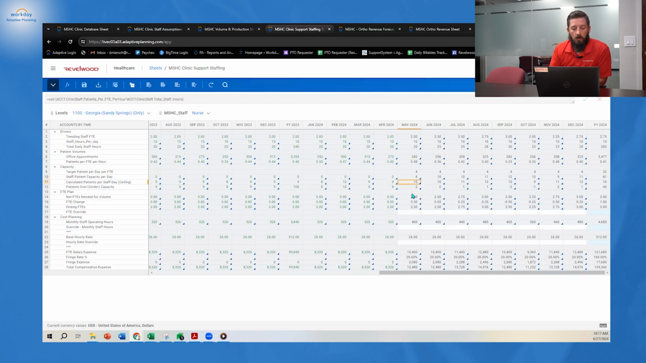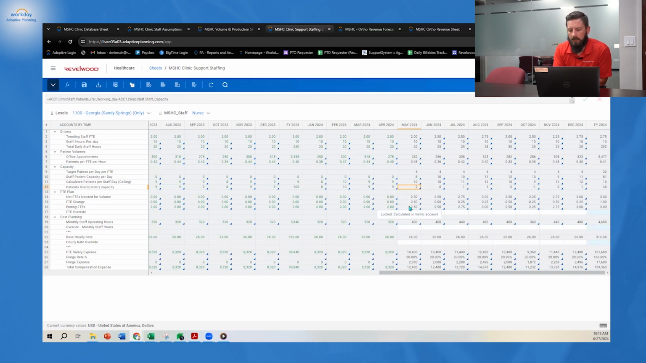You can see here our staff capacity is 8 patients per day. However, this model for the month of May is projecting 10 patients per day. So that means we're actually over capacity. That's an important metric in this space to see on a monthly basis: are we going to have more or less staff than we really need at that given time?